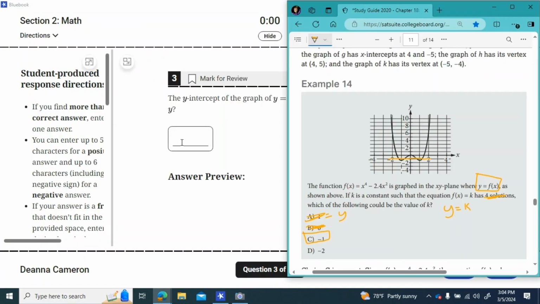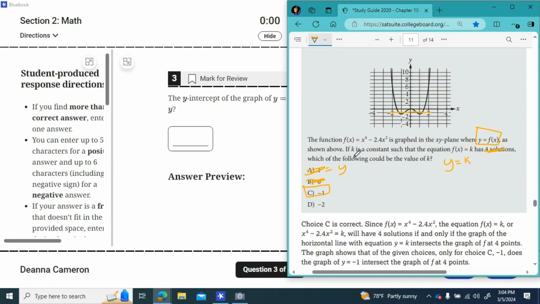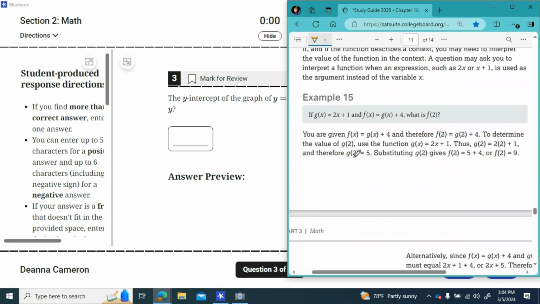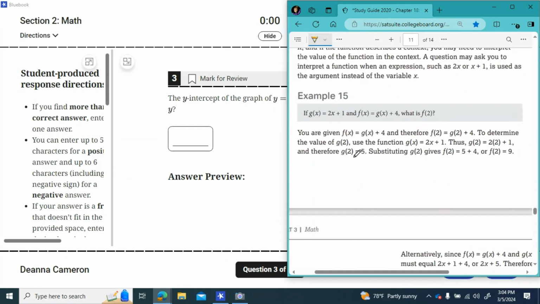That was example number 14. Our next example number 15 is a type of function notation. And to me, I always kind of thought that these were a little bit fun. It's kind of like following directions. It says if g of x equals 2x plus 1 and f of x equals g of x plus 4, what is the f of 2?